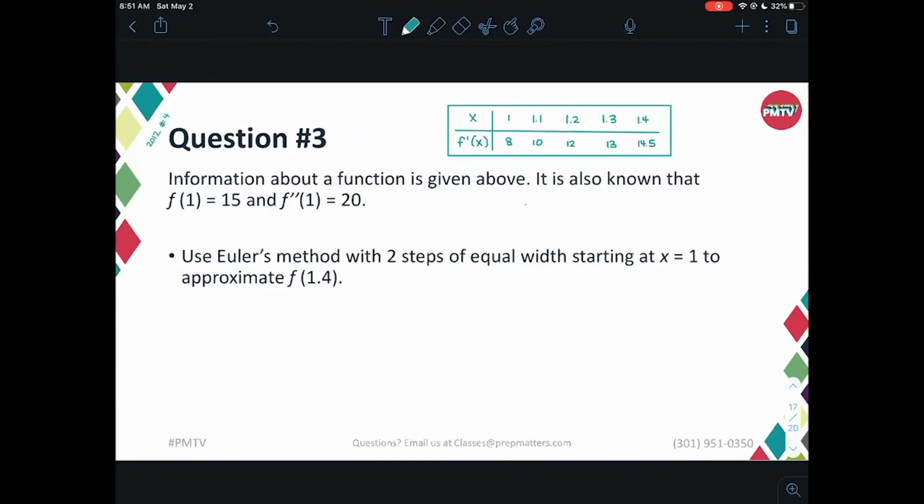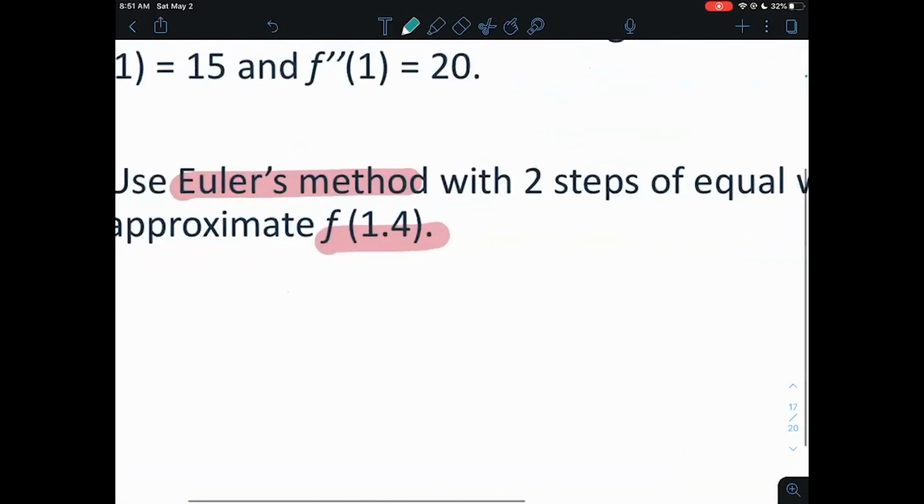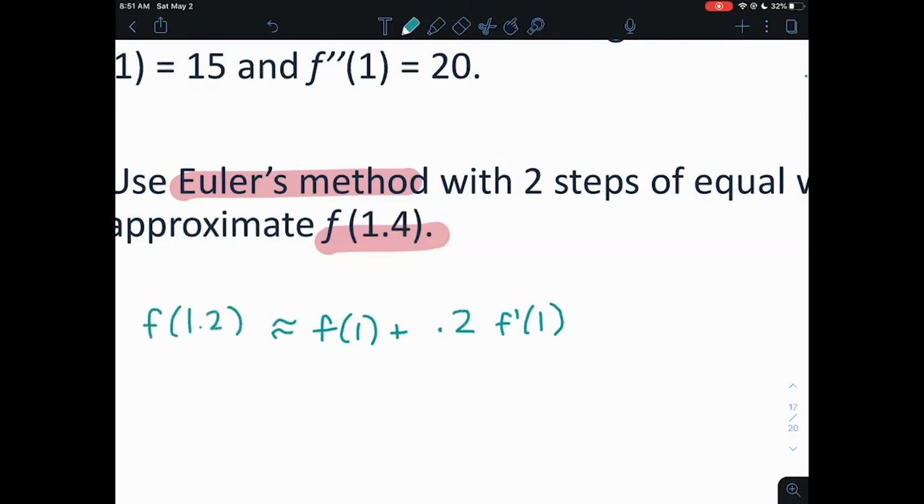So information about a function is given above. We have all of this here. It's also known that f of 1 equals 15 and f double prime, so the second derivative evaluated at 1, equals 20. First part, use Euler's method with 2 steps of equal width, starting at x equals 1, to approximate f of 1.4. That means that we would start with f of 1, use the derivative evaluated at 1, with a step of 0.2 to get us to f of 1.2.